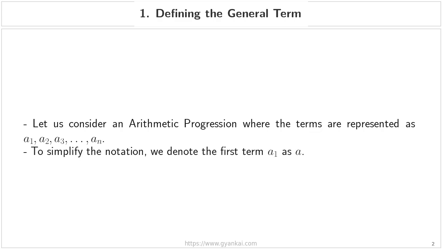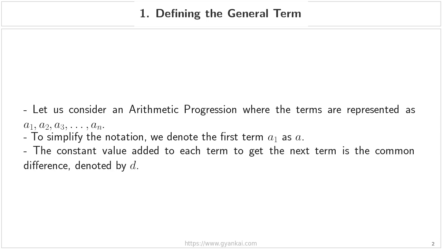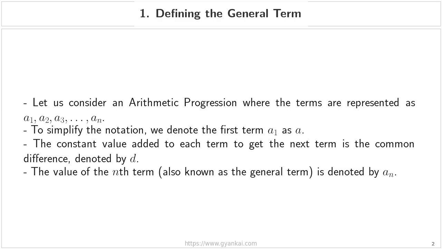To make our lives much easier and avoid writing those subscripts every single time, we use a simpler shorthand. We will denote the very first term, a sub 1, simply as a. Next, we have that constant value we discussed in the previous slide, the amount added to each term to get to the next one. We call this the common difference, and we represent it with the letter d. The value of the term at any specific position, which we call the nth term or the general term, is denoted as a sub n.